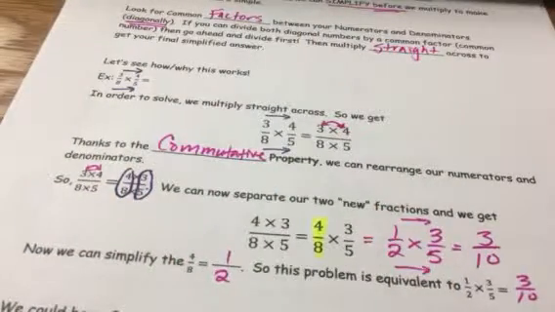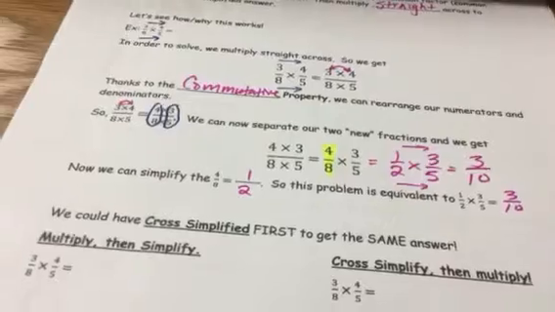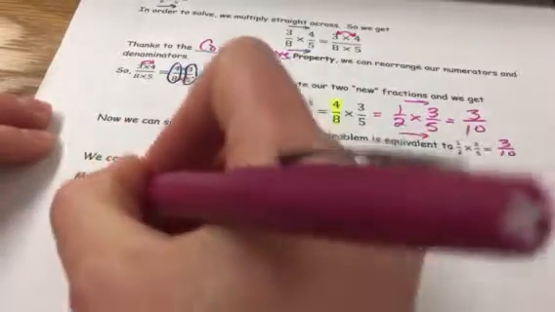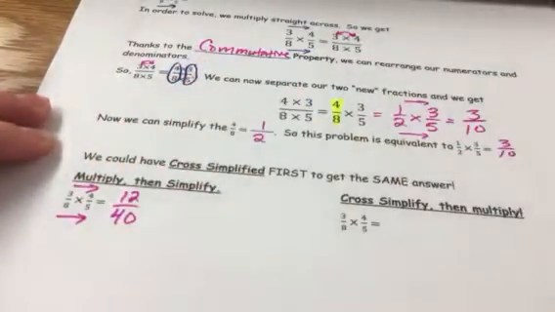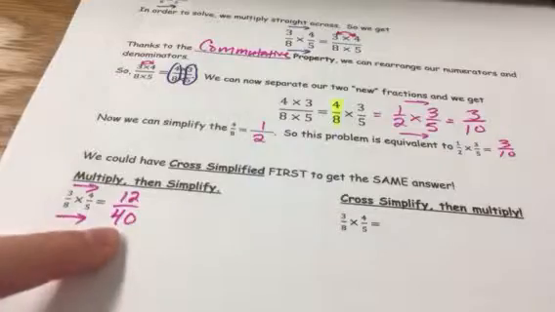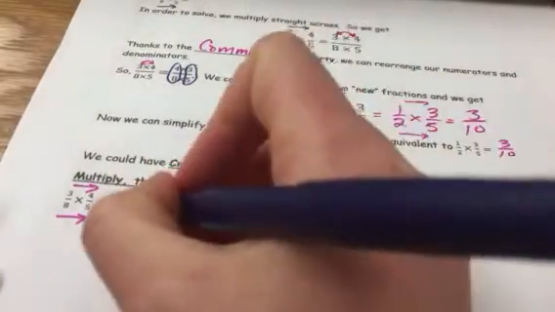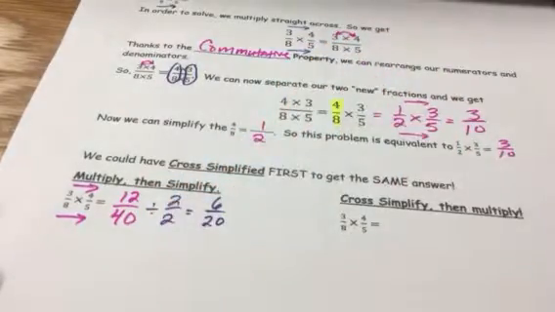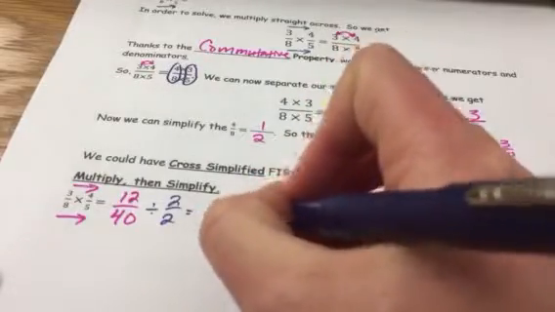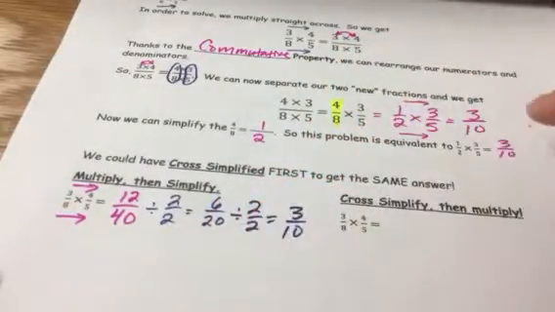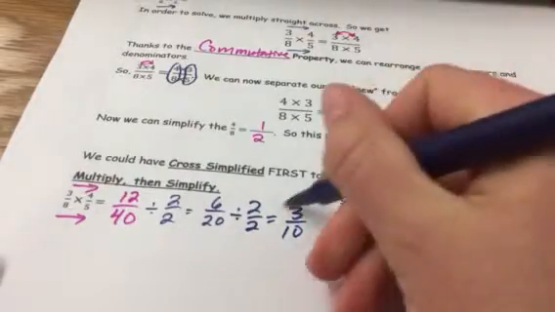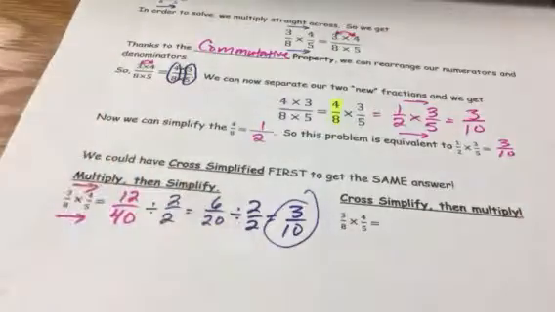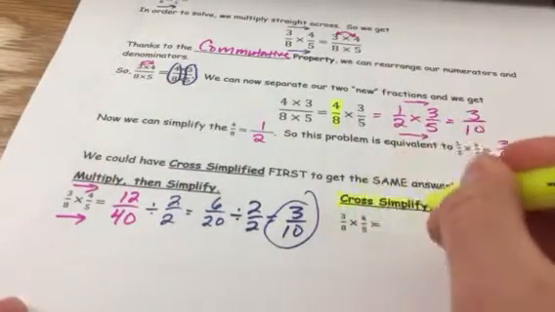So let's go ahead and see what would have happened if we had multiplied first, okay? So if we multiply first, we would multiply straight across and we get 12/40. Now, if you notice, we need to simplify this. I notice they're both even. I'm going to go ahead and divide them both by 2, and I get 6/20. Ooh, they're still even, which means I can divide by 2 yet again, and I get 3/10, just like we did up here. So that took me a few steps to get to my final answer. Let's look at this cross-simplifying method and see how it makes our lives easier.